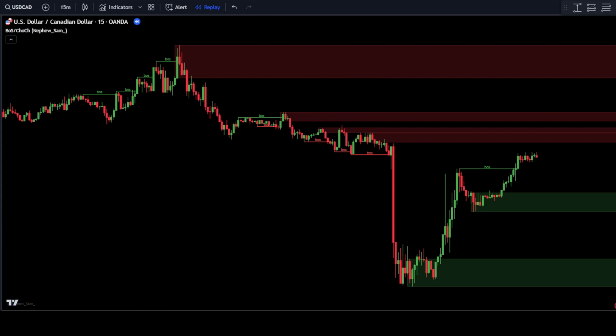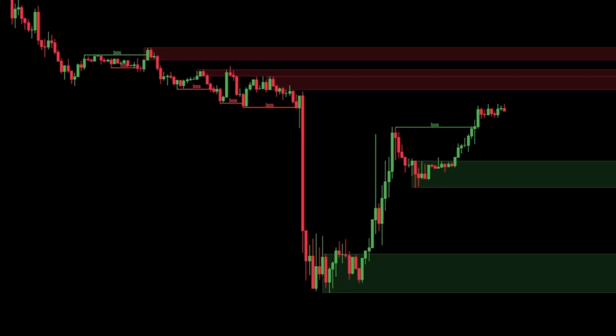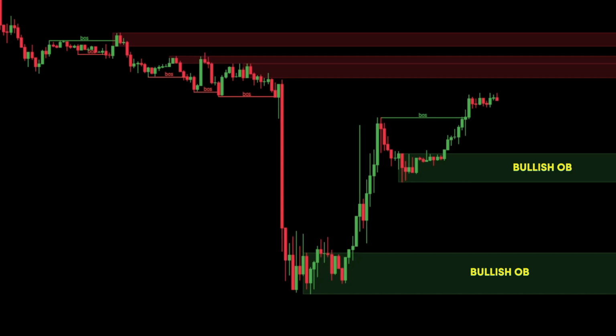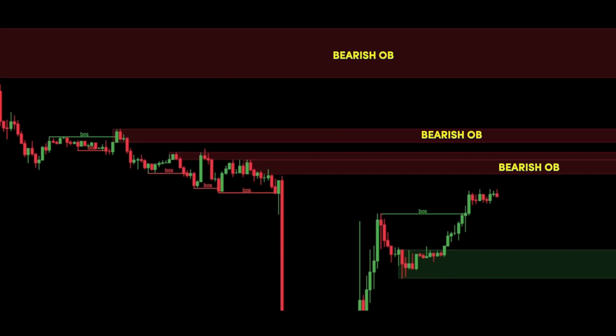As you can see, this market structure indicator by Nephew Sam will provide supply and demand areas or key areas for placing orders in the market. As we have set it up earlier, if a green order block area appears, it is a bullish order block. This bullish order block area will be used as a key level to look for opportunities to place buy orders. On the other hand, if a red order block area appears, it is a bearish order block. This bearish order block area will be used as a key level to look for opportunities to place sell orders.